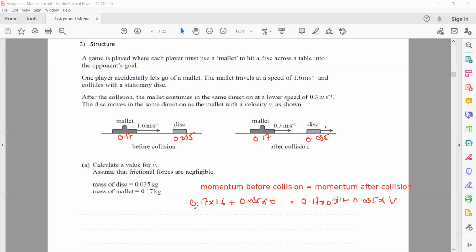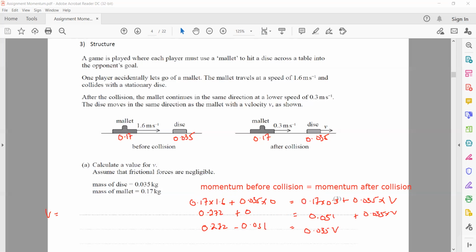So when we solve this, as we know, the total momentum before is equal to the total momentum after. So 0.17 multiplied by 1.6 is equal to 0.272. 0.17 multiplied by 0.3 is equal to 0.051, and 0.035 into v. This will move to the other side. So 0.272, and 0.051 will move to the other side, minus 0.051, which will be equal to 0.035 into v.